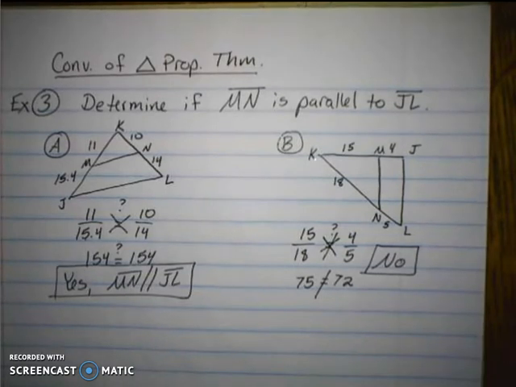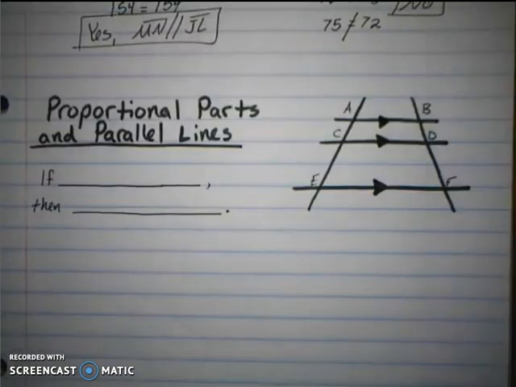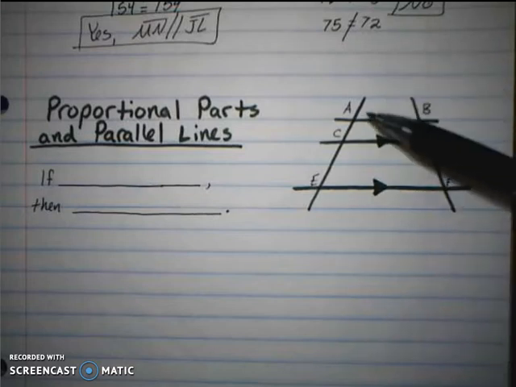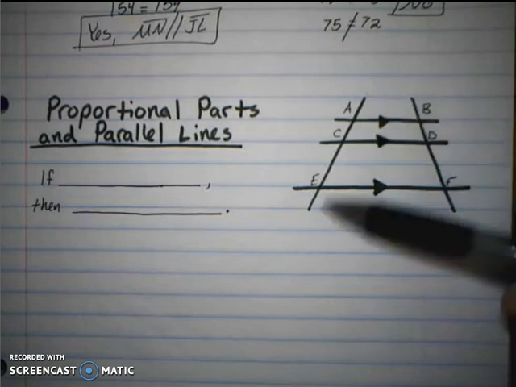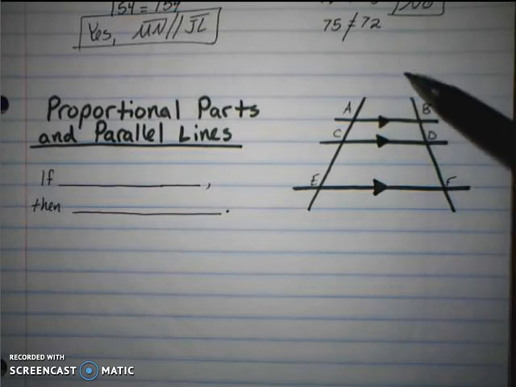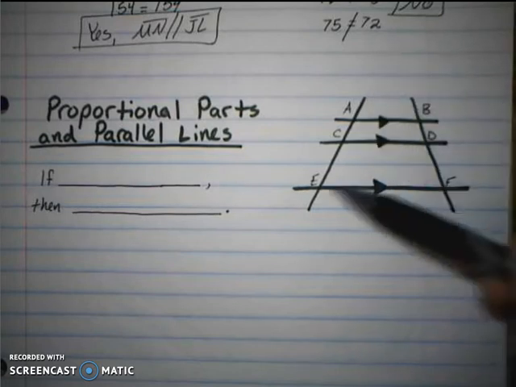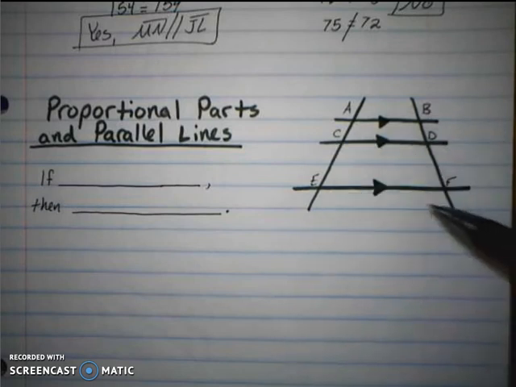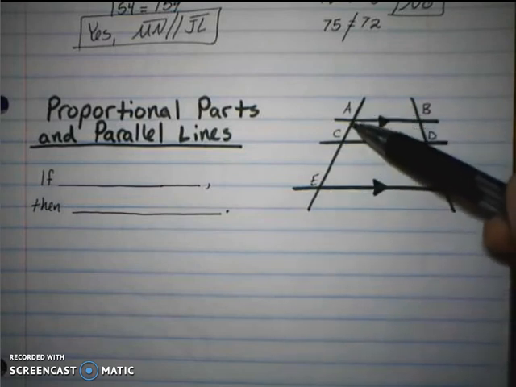All right, and that leads us to the second portion of our notes. Proportional parts and parallel lines. Okay? And so anytime we have two or more parallel lines cut by these two different transversals, it's kind of like we're looking at a part of a triangle. If I continued these, they would eventually meet up here, and then we'd make a triangle, and with multiple parallel lines, we get proportional segments also.